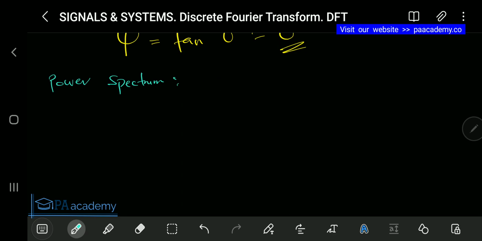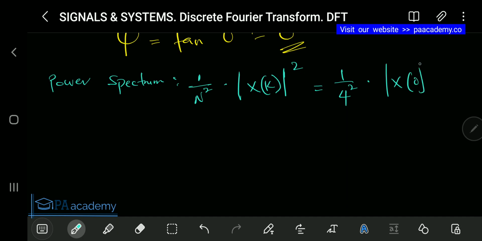Alright, so for the power spectrum also, let's write out the formula again. So this is 1 over n square multiplied by the possible value of x of k all square. Alright, so we can write this as 1 over 4 square multiplied by, since we are still dealing with k is equals to 0, x of 0, let me write that back right, all square.